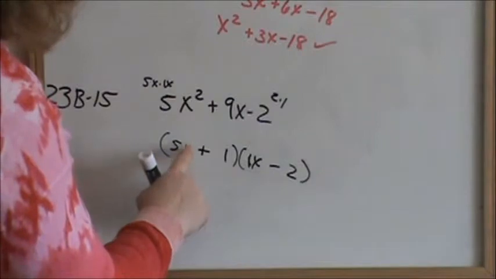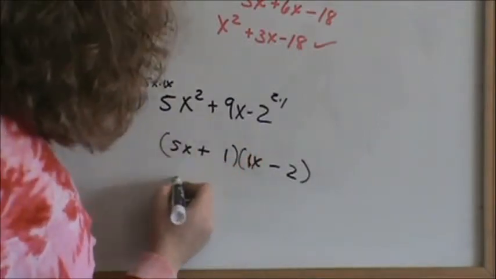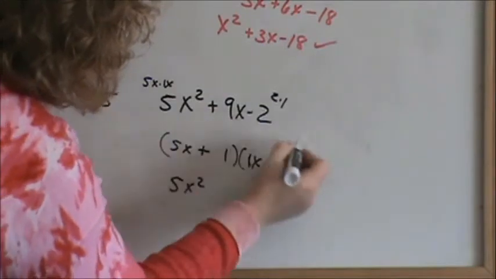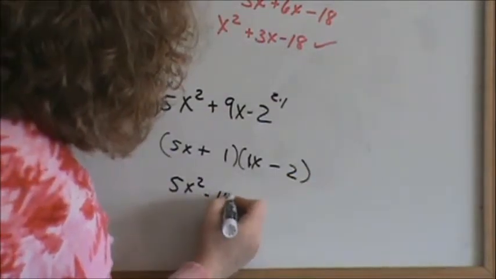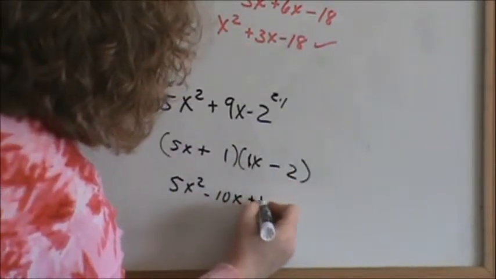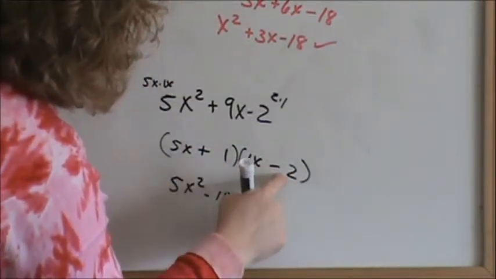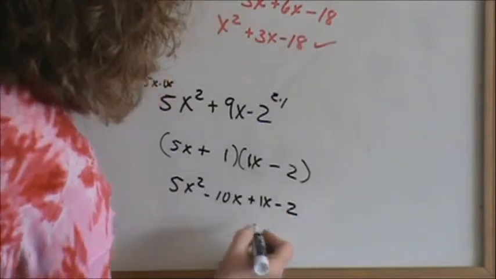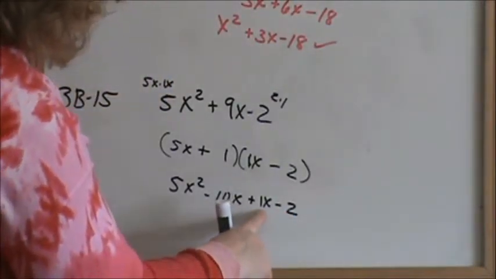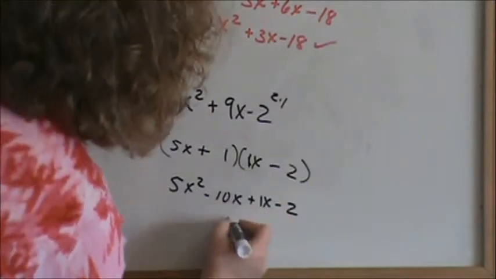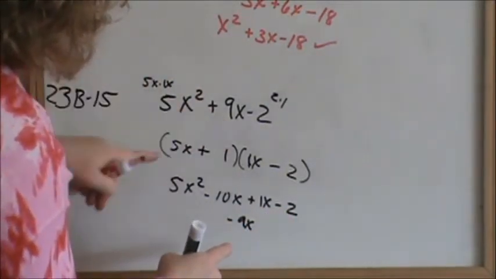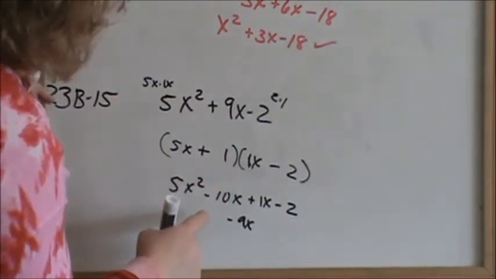Let's FOIL it back out. 5x times 1x gives me a 5x squared. My outside terms, a 5x times a negative 2 gives me a negative 10x. My positive 1 times x is a positive 1x. My positive 1 times a negative 2 is negative 2. My inside terms, a negative 10x and a positive 1x give me a negative 9x. That is not the same as a positive 9x, so therefore what I have tried does not work.